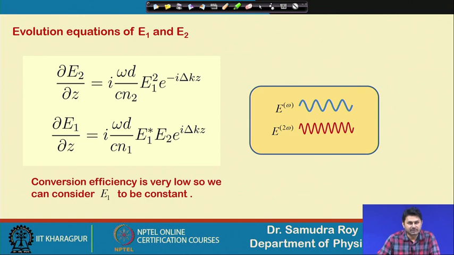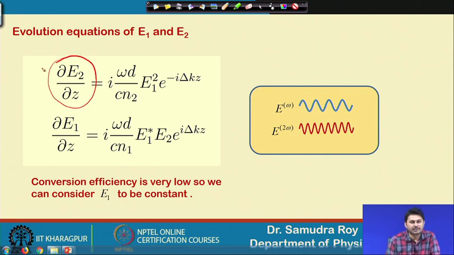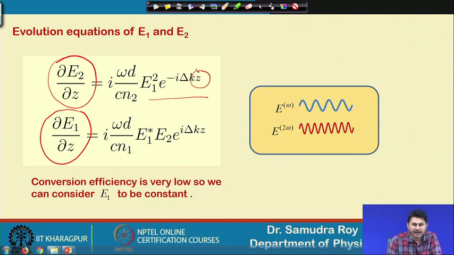This is the expression that we derived in the last class. Once again, let me remind you what it means. This term is the evolution of the second harmonic, and this term is the evolution of the fundamental wave. The evolution of the second harmonic wave, defined by E2, is a function of z, which is why the derivative with respect to z appears on the left hand side. But E1 is also supposed to be a function of z.